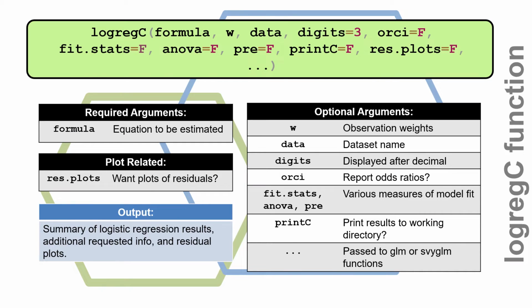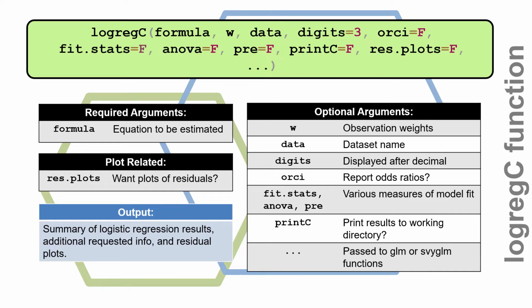The logregC function is used to do logistic regression analysis, which is a special type of regression used to analyze binary outcomes. The logregC function has one required argument, formula, which is set equal to the regression equation to be estimated. We use a special syntax for formulas that you need to learn to use logregC.